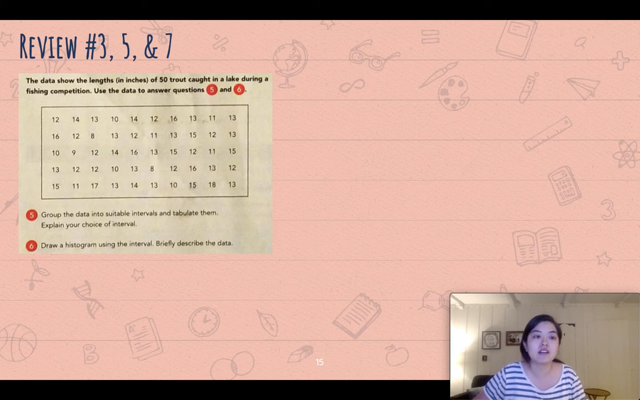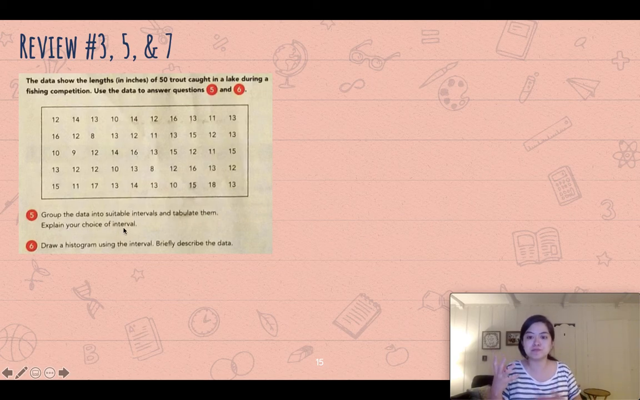Okay, now let's look at number 5. So this shows the lengths of trout that were caught in a lake during a fishing competition, and they tell us the total number of trout. There's 50 data pieces over here. And it says group the data into suitable intervals and tabulate them. Explain your choice of interval.